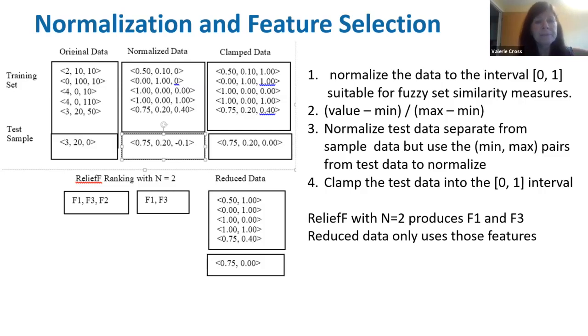So we clamped the data so it would only be in the range from 0 to 1. It worked fine for the training set, but the test sample, since we didn't use it when we were in the training set, we may have had to clamp some of the values on the test data.